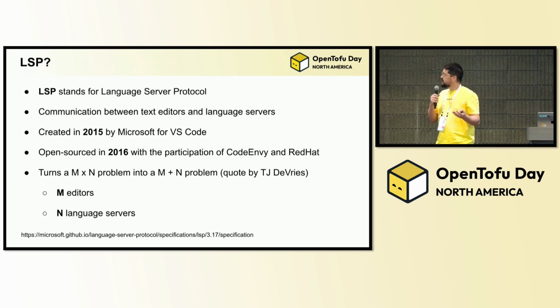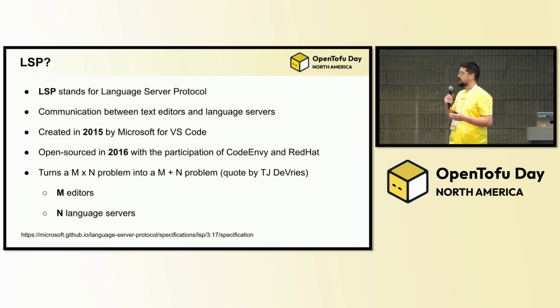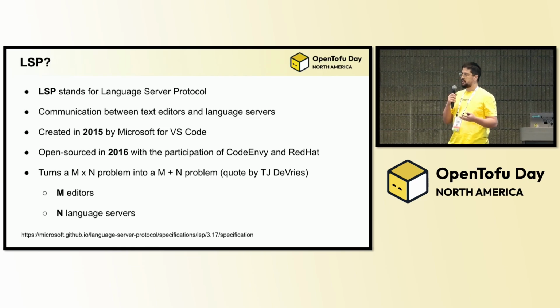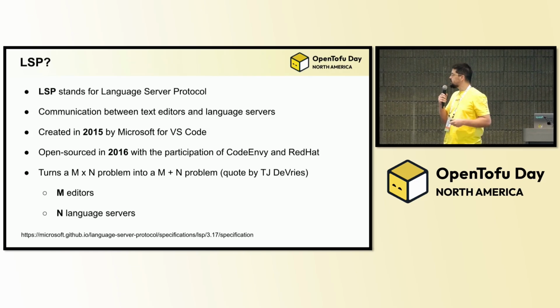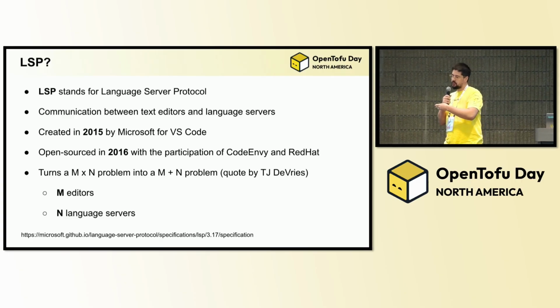So what is LSP? LSP stands for Language Server Protocol, and it's the specification on how the text editor should communicate with a language server. It was created in 2015 by Microsoft for VS Code, but it was only open sourced a year later with the participation of Codenvy and Red Hat. When I was researching this, I saw a really nice quote from TJ DeVries, a coder who is a YouTuber.